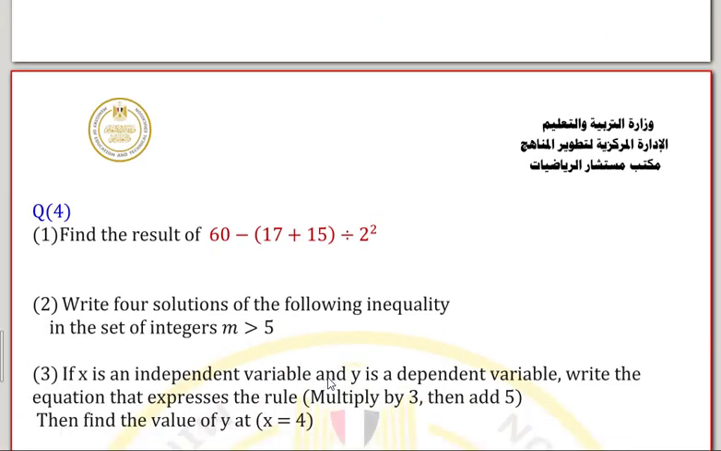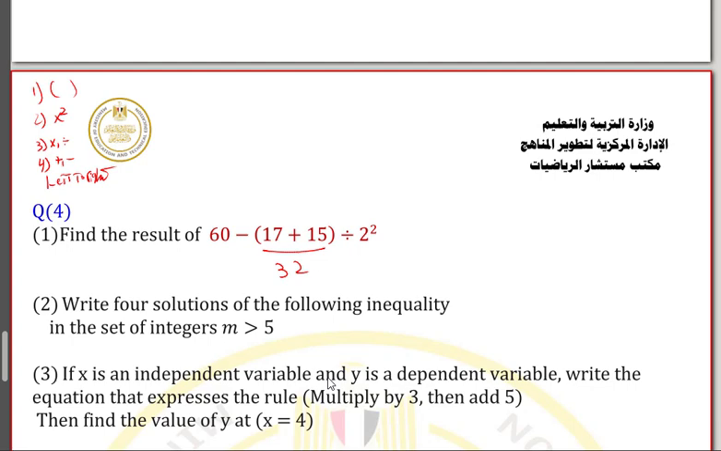Okay, find the result of 60 minus (17 plus 15) divided by 2 squared. We need to start with the brackets. As you know, the order of operations is: number 1, brackets; number 2, exponent; number 3, multiply and divide; number 4, plus and minus, from left to right. So the bracket is added first: 17 plus 15 is 32.